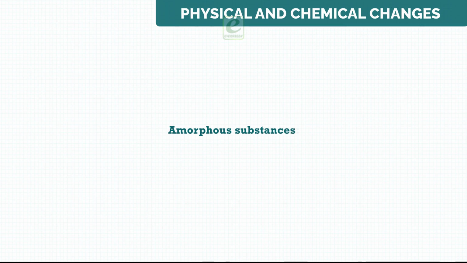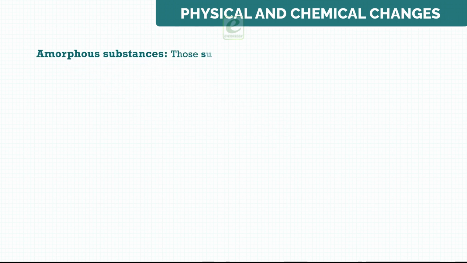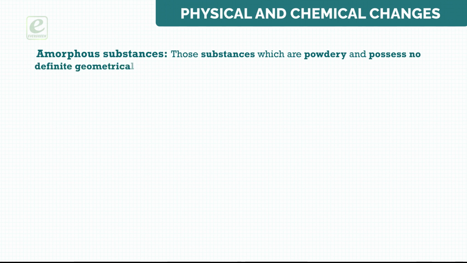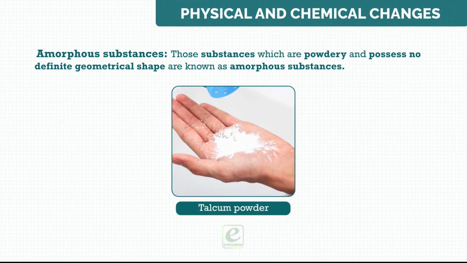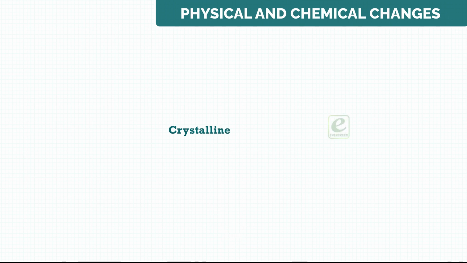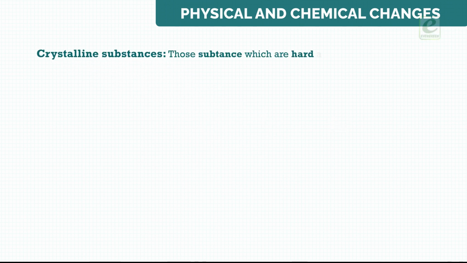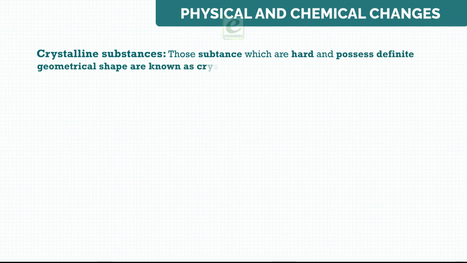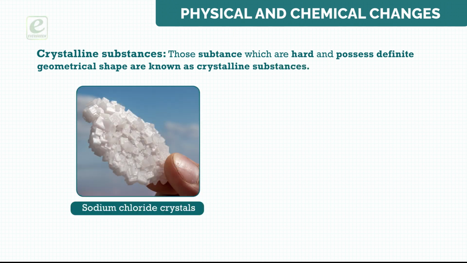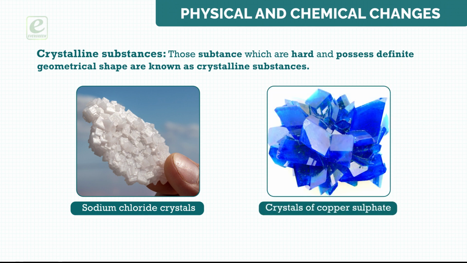Amorphous substances. Those substances which are powdery and possess no definite geometrical shape are known as amorphous substances. Example: talcum powder. Crystalline substances. Those substances which are hard and possess definite geometrical shape are known as crystalline substances. Example: sodium chloride crystals, crystals of copper sulfate.